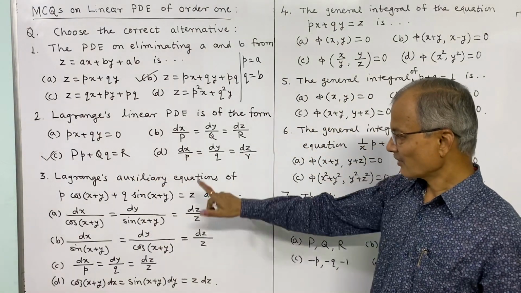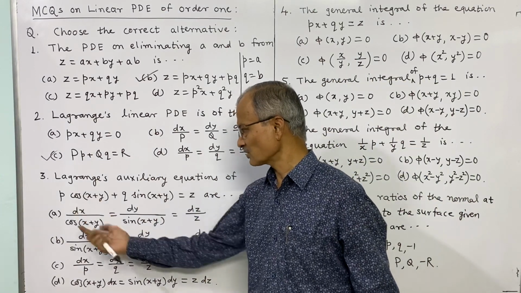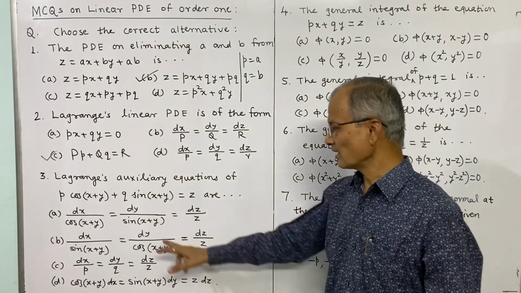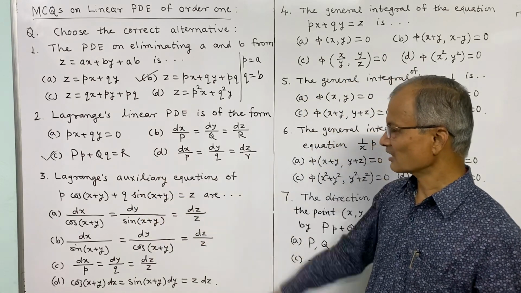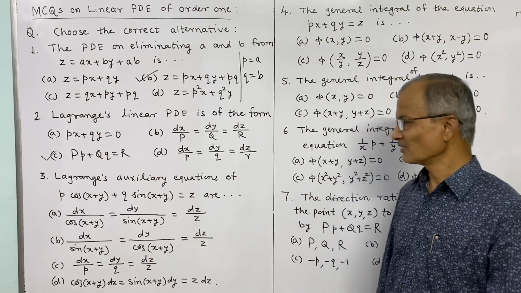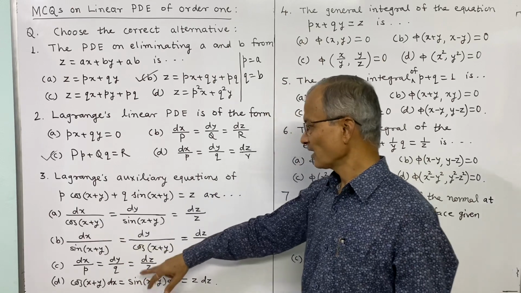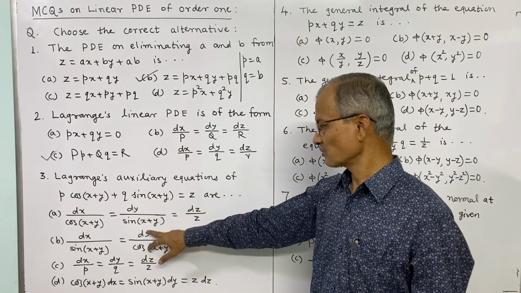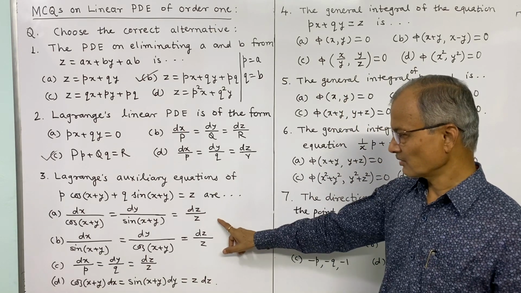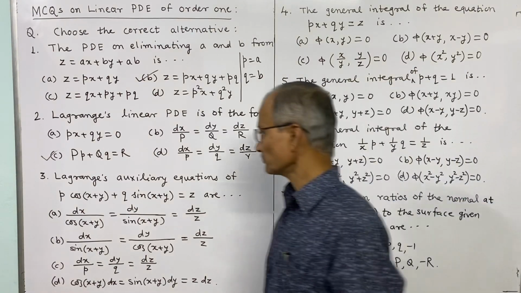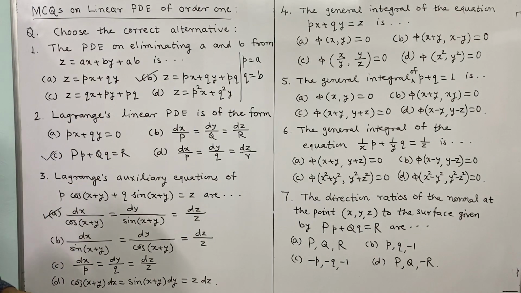And thus in comparison, what we get is capital P is cos(x + y), capital Q is sin(x + y), and capital R is z. And therefore the corresponding auxiliary equations will be dx divided by cos(x + y), dy divided by sin(x + y), and dz divided by z, and thus the correct alternative will be A. So these are the first three questions.